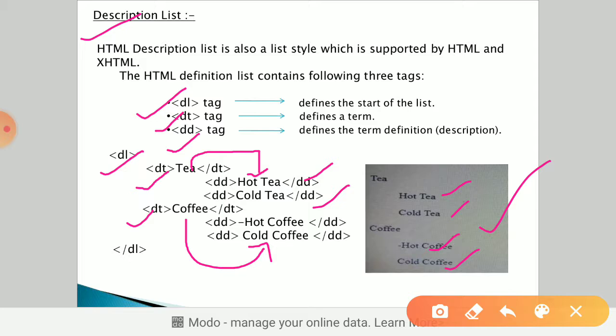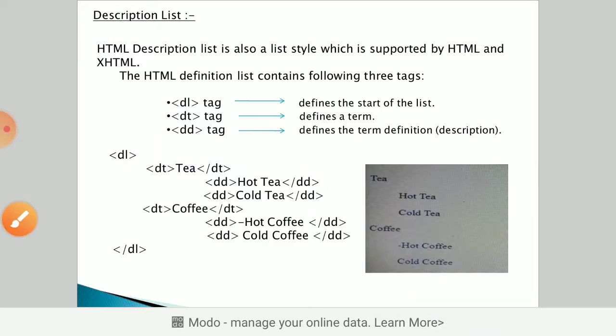A description list is a list of items with a description of each item. The description list is created using the DL element. The DL element is used in conjunction with the DT element, which specifies a term, and the DD, description data element, which specifies the definition of the term.